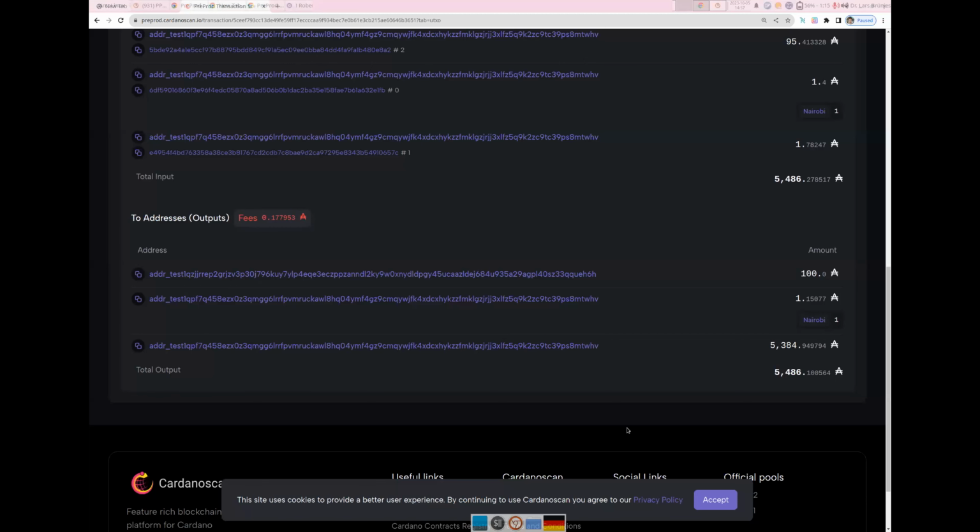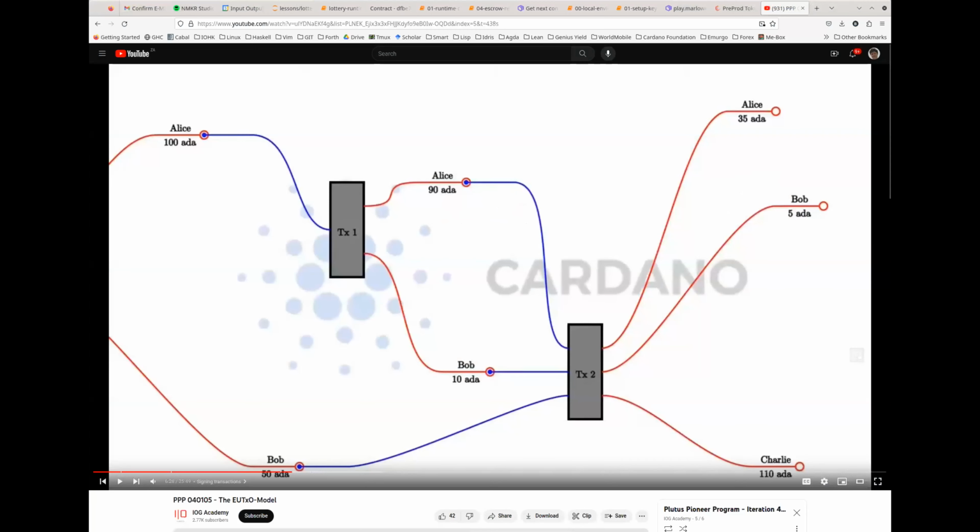Okay. Where was I? Here. Right. So this is the UTXO model. So that's how Bitcoin also works, except Bitcoin uses, obviously, Bitcoin instead of ADA. But same principle. And Bitcoin actually also has smart contracts in a very limited form.